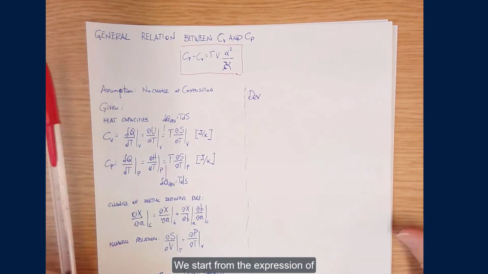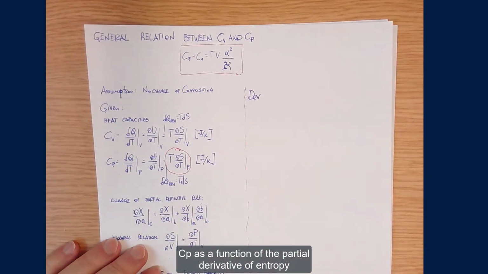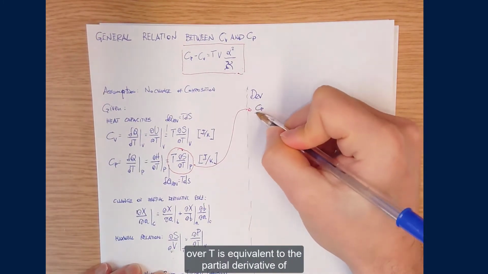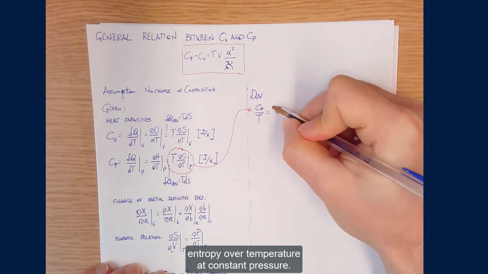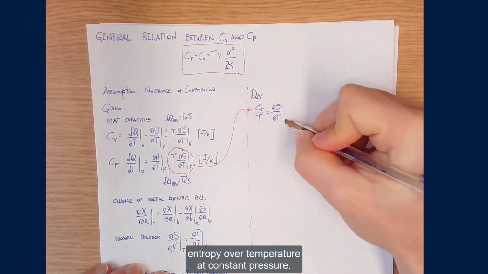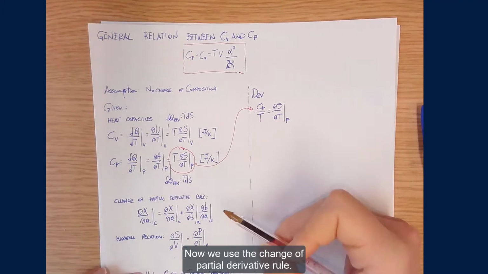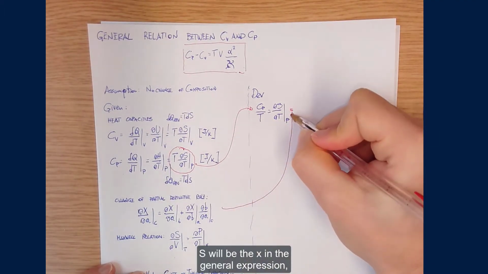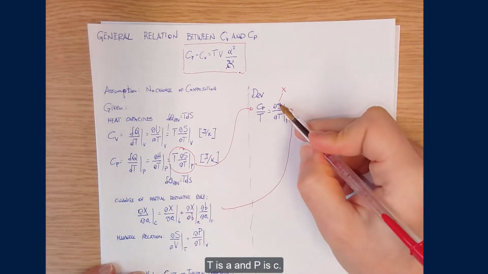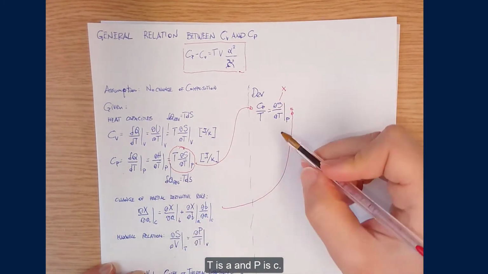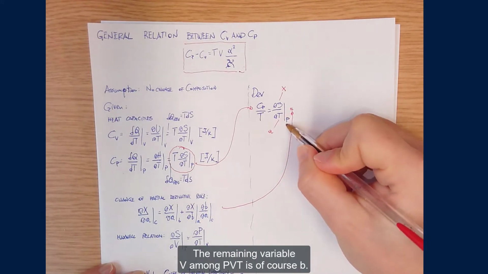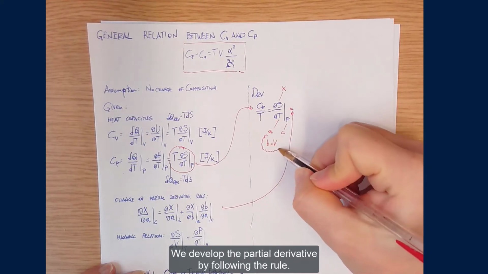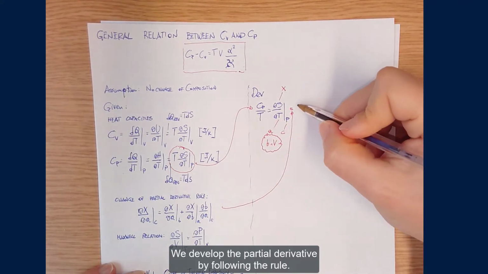We start from the expression of Cp as a function of the partial derivative of entropy and write that the ratio Cp over T is equivalent to the partial derivative of entropy over temperature at constant pressure. Now we use the change of partial derivative rule. S will be the x in the general expression, T is A, and P is C. The remaining variable V among P, V, T is of course B. We develop the partial derivative by following the rule.